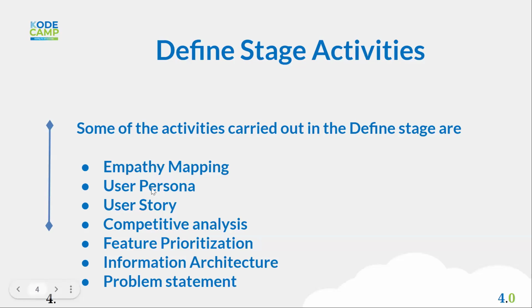In the define stage, we're going to be carrying out a whole lot of activities. So we should get our FigJam ready because we're going to be using FigJam to do some of these activities. We're going to understand what empathy mapping is, what user persona is, what user story is, competitive analysis, feature prioritization, information architecture, and problem statements. I believe that I've mentioned what these things are in our last class, but if you don't really understand them, you get to understand what each of them means and how you can create your own activity using FigJam by the end of today's class.